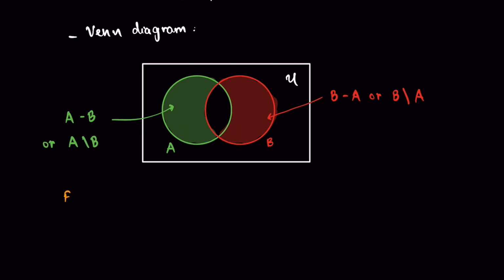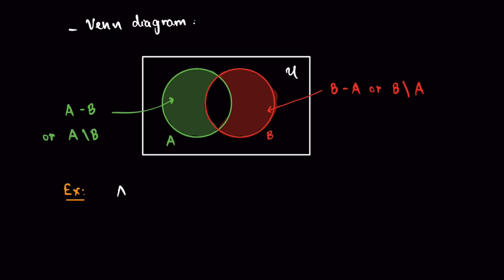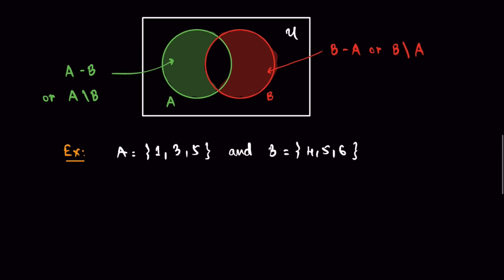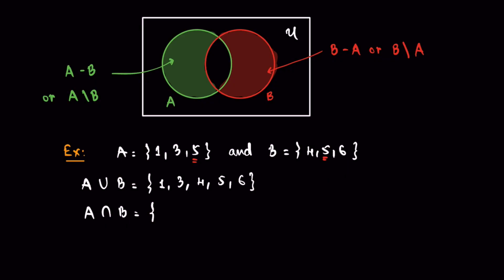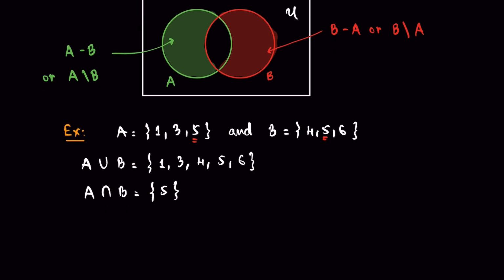Next, let's consider the following example. You have the set A to be 1, 3, 5, and the set B is going to be 4, 5, and 6. So let's do some set operations here, including the union between these two sets, the intersection between these two sets, and the difference between the two sets. So A union B is going to be 1, 3, 4, 5, and 6. For the intersection, you find the common value between these two sets, which is the element 5. So the intersection is the set of the element 5 only.